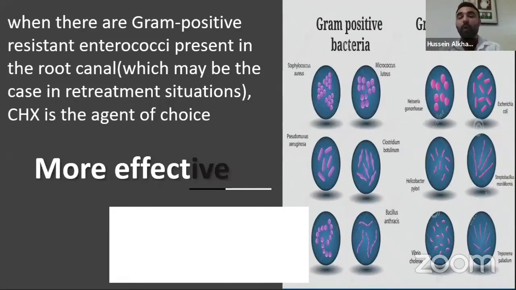An important thing I want to emphasize: sometimes we face cases of retreatment, failed or previous poor root canal therapy. In these instances, we have a high rate of gram-positive bacteria. These are very resistant bacteria and need a super powerful irrigation solution to be killed. So, in order to deal with this type of bacteria, I recommend using chlorhexidine in the irrigation protocols in retreatment cases.